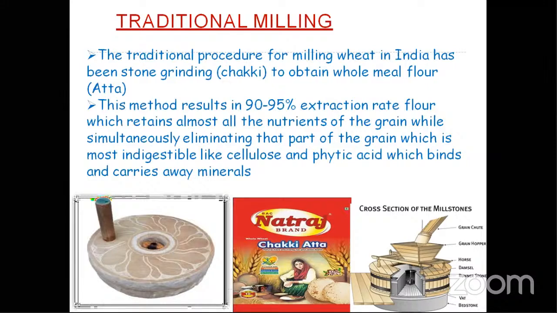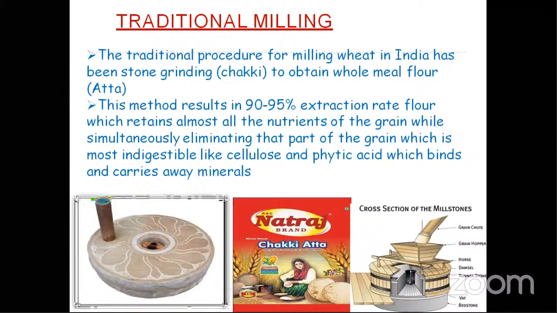In this case, the yield is approximately 90 to 95%. That means if we are grinding 1 kg of wheat, we will get around 900 grams or 950 grams of wheat flour. The advantage of this was that because we are not going to separate the bran and the germ, everything is grinded. So the nutrients which are present in the grain can be retained as it is.